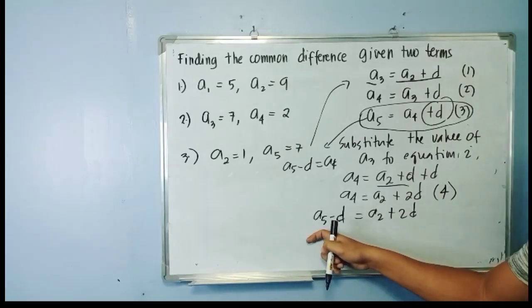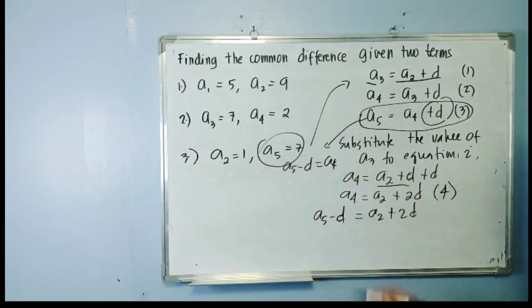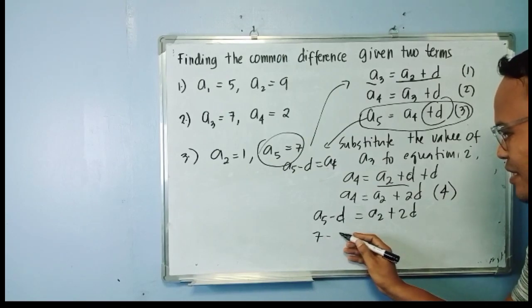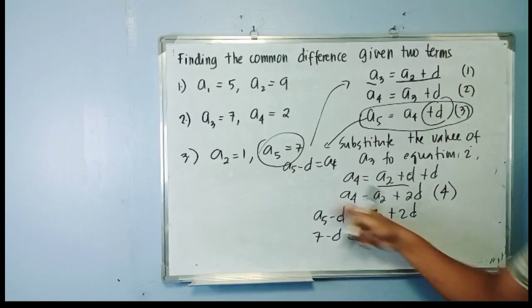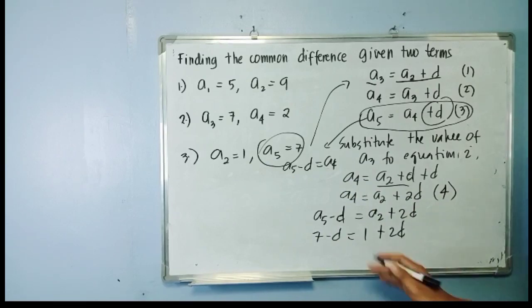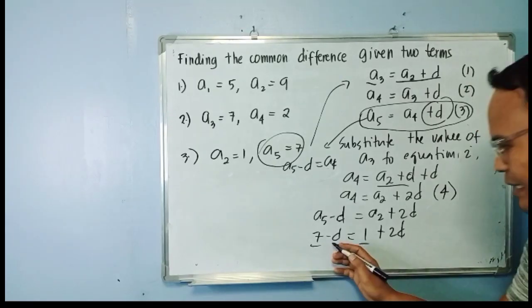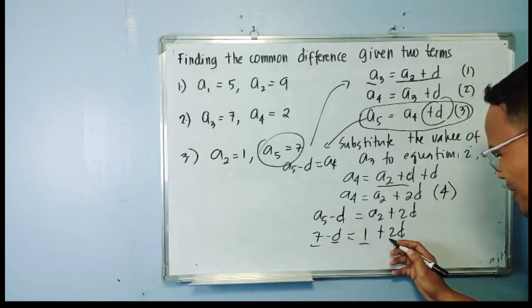Now what is a sub 5? We are going to substitute. A sub 5 is equal to 7. So it will become 7 minus d. What is a sub 2? A sub 2 is 1 plus 2d. So we are going to combine like terms. So 7 and 1 are like terms. Negative d and 2d are like terms.